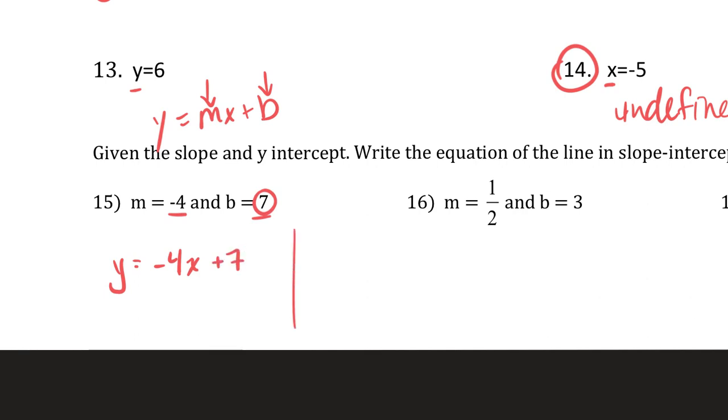Now, a fun thing to do is estimate what the line would look like. The y-intercept is 7, so it'd be somewhere up here. Then a slope of negative 4 means go down 4 over 1, so the line could look something like that.